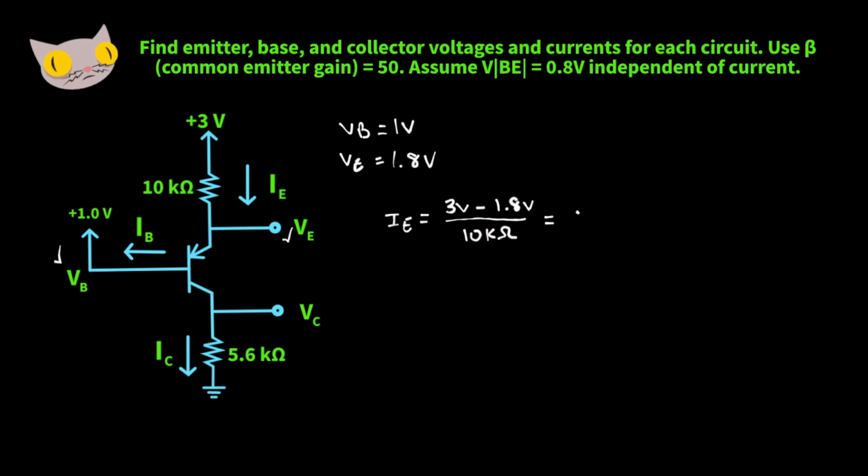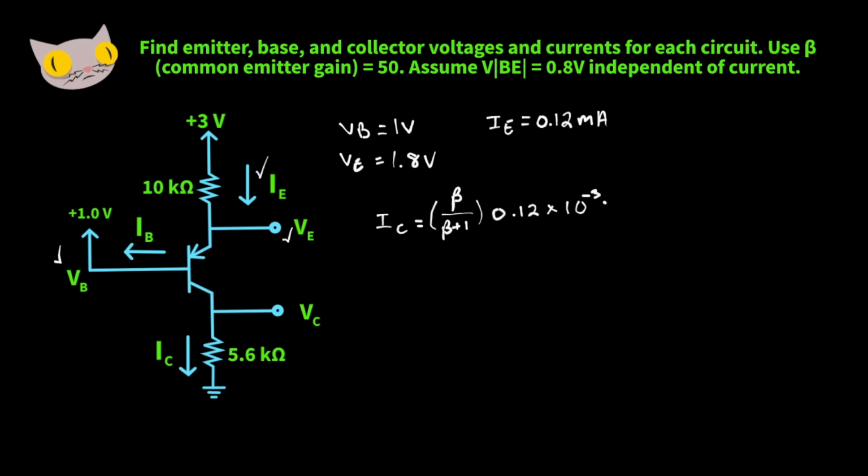That's going to give us 0.12 milliamps. So we have that. Now let's find the collector current. For that, again, we're going to want beta over beta plus 1 times our emitter current, 0.12 times 10 to the negative 3 amps, and our beta is 50. So we have 50 over 50 plus 1 times 0.12 milliamps.